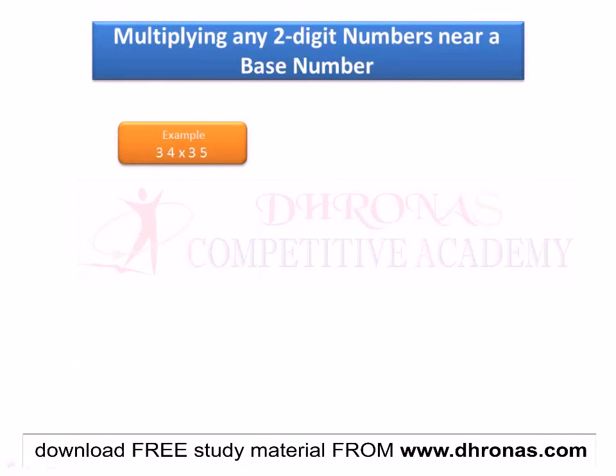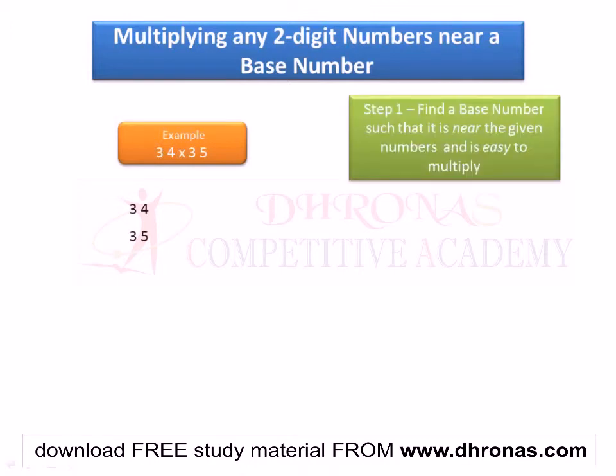Here's another example of multiplying any two-digit number near a base number. 34 times 35. The first step is to find a number which is both close to 34 and 35 as well as easy to work with. As you can see, 30 is a number that is both close to 34 and 35 and is also relatively easy to work with. We call 30 the base number.